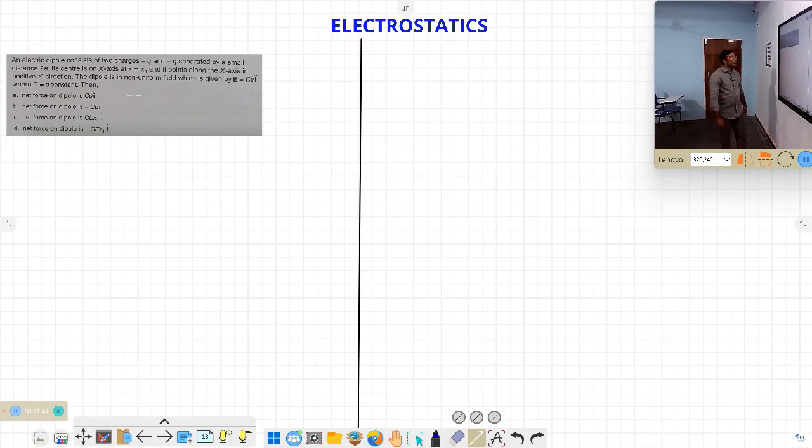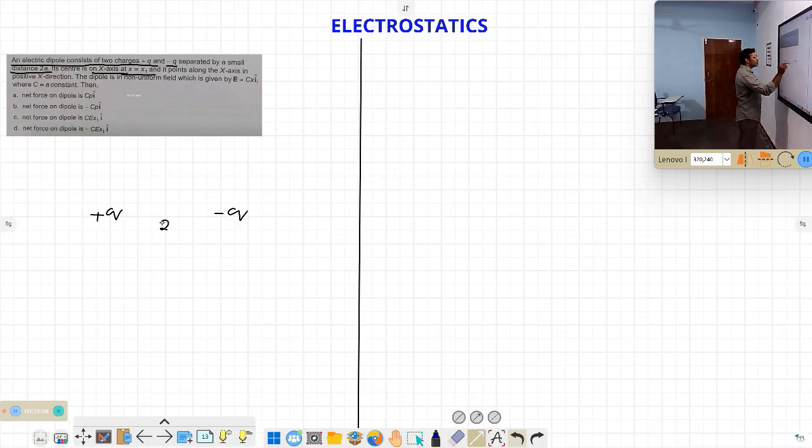Look at the next problem. What is given? An electric dipole consisting of two charges, plus q and minus q. So already you know, plus q and minus q, two charges separated by a distance of 2a. Now its center is on the x-axis at x equal to x1, the point along the positive x direction. What is the meaning of that? They have taken one positive charge and one negative charge separated by a distance of 2a. Now these lie along the direction of the x-axis. This is the way they are aligned, along the x-axis.